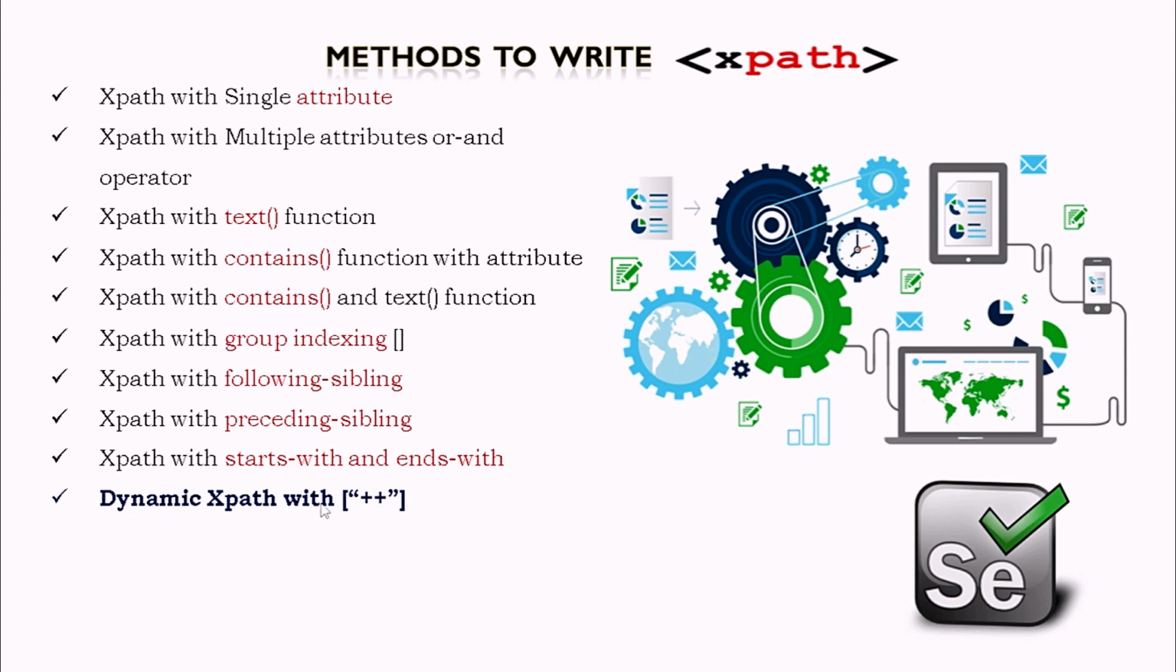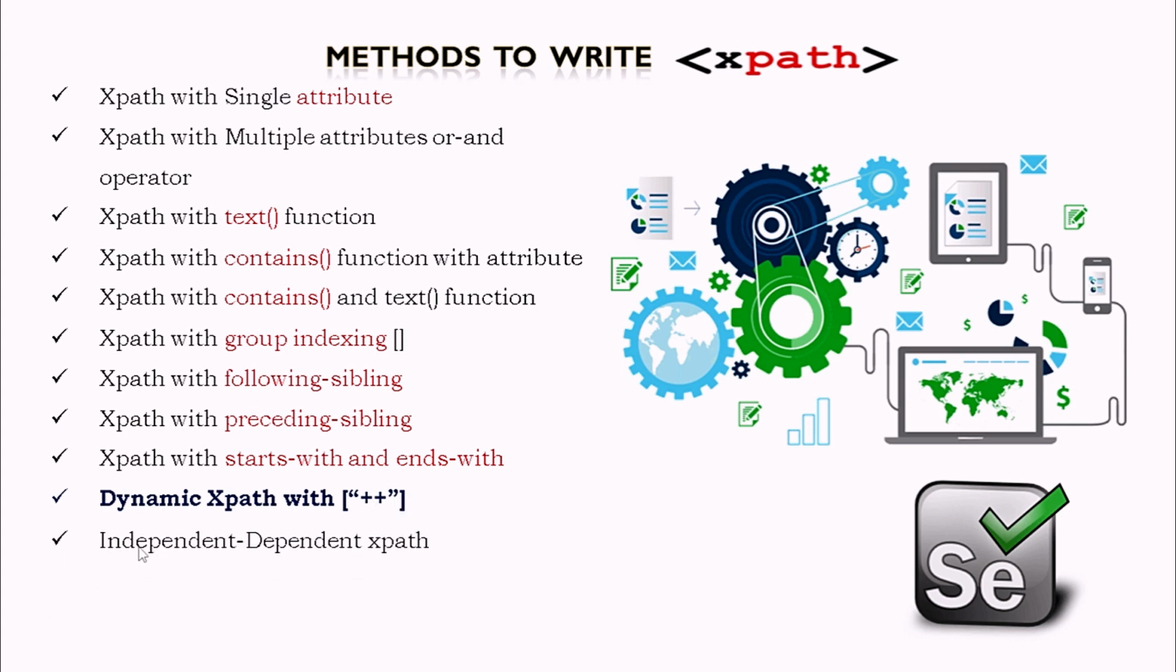Then the next one, the dynamic XPath with these techniques. This is very important, and I'm going to show how you can use these techniques. Basically, this is used to handle the web table on web pages. There are different types of web pages, and you want to handle such web tables, which we call dynamic web tables. In such cases, we can always use the dynamic XPath with this bracket technique.